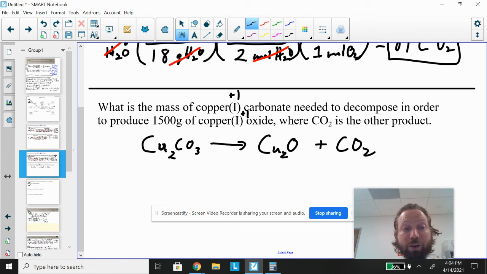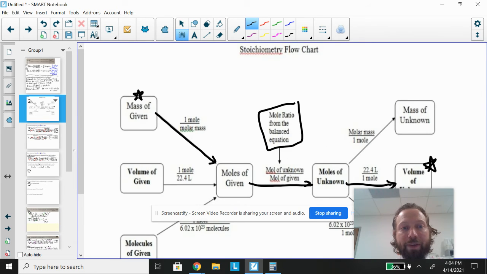So now I start with what's given to me: 1,500 grams of copper 1 oxide, so Cu2O. Now I have to go and figure out the mass of copper carbonate. So I'm starting with mass, and I'm going to end up here. So this is my roadmap. It's going to be 3 steps.